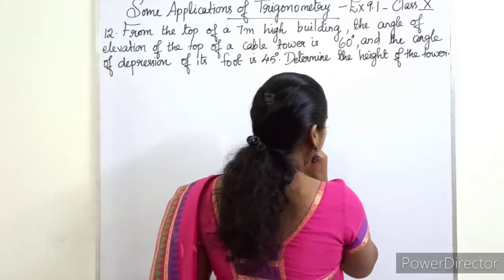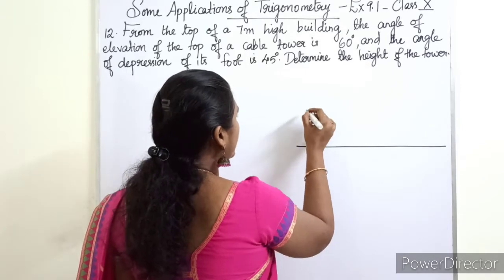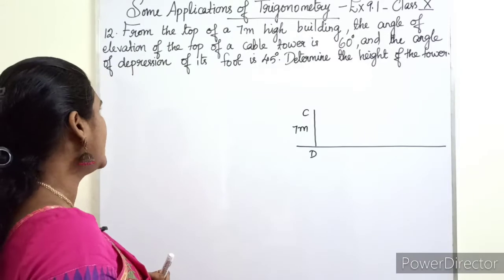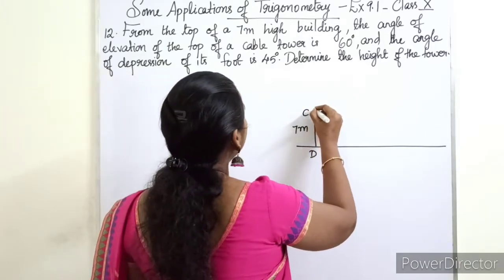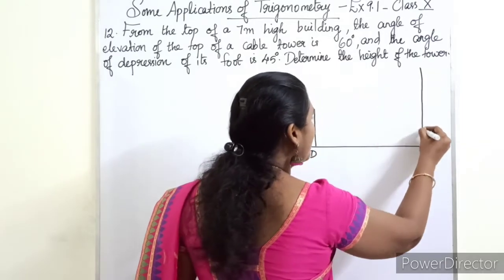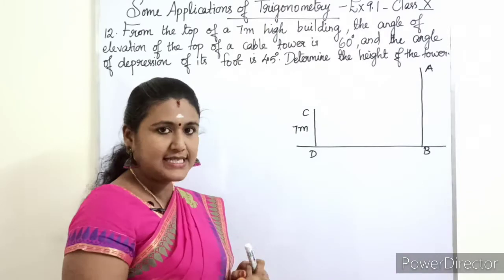So we will draw here a 7-meter high building. We will denote the building CD, and this height of the building is given as 7 meters. From the top of this building, the angle of elevation of the top of a cable tower. So this is the cable tower. We will denote the cable tower as AB.